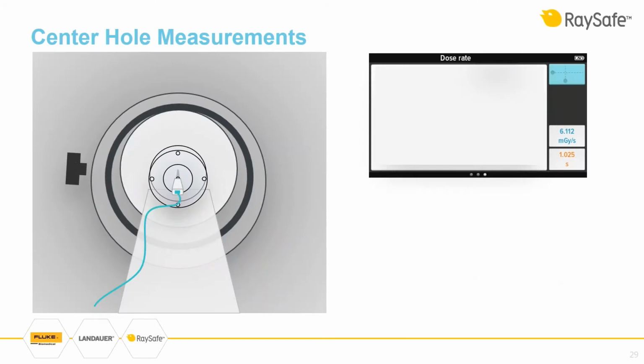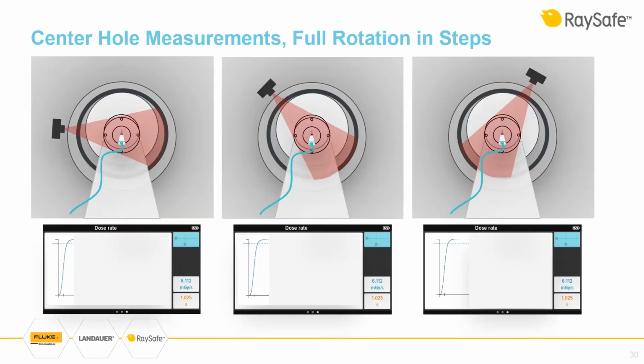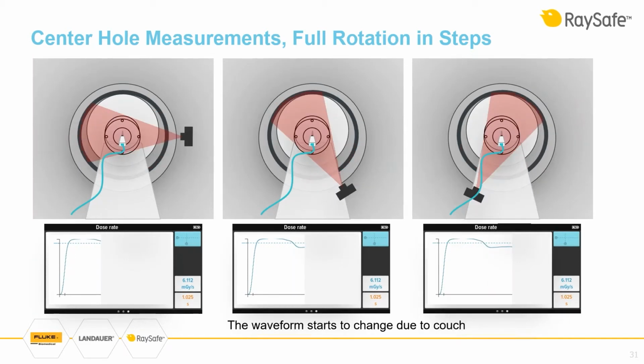So we have a phantom placed on the couch in the ISO center. We have the X2 CT sensor placed in the center hole, and we are ready to measure. So let's do a full rotation in steps. As the rotation becomes more and more complete, the waveform starts to take shape. When the beam passes through the couch, it will absorb some of the radiation and the measured dose rate will then decrease.